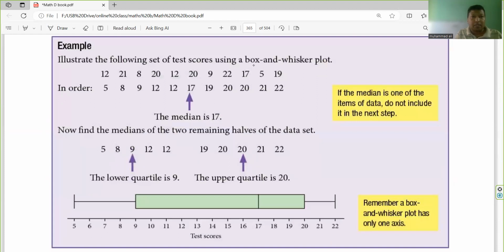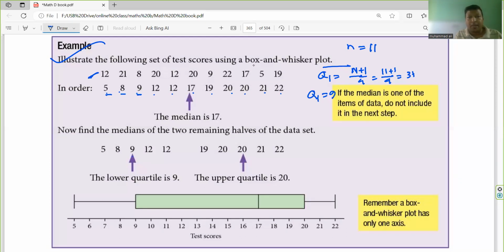Like this, now illustrate the following set of test scores using a box and whisker plot. So we will arrange all this data. Here data is 1, 2, 3, 4, 5, 6, 7, 8, 9, 10, 11. So n is 11. According to our procedure, Q1 equals n plus 1 divided by 4. So it will be 11 plus 1 divided by 4. That means the third position is the lower quartile. So 1, 2, 3. The third position is 9. So our lower quartile will be 9.